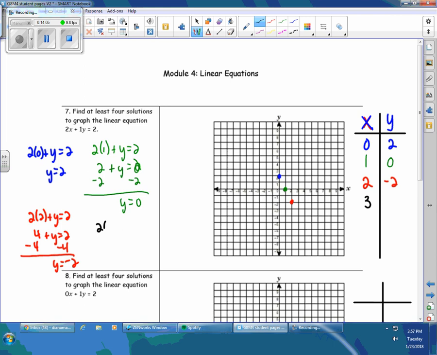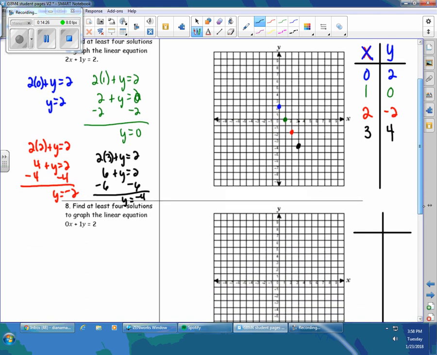Okay, so now I'm going to go with 3. So 2 times 3 plus y equals 2. 2 times 3 is 6. Subtract 6 from both sides, and y is going to equal -4. Right there. Okay. And at least 4 solutions to graph the linear equation 0x plus 1y equals 2. So I'm going to do the same thing.